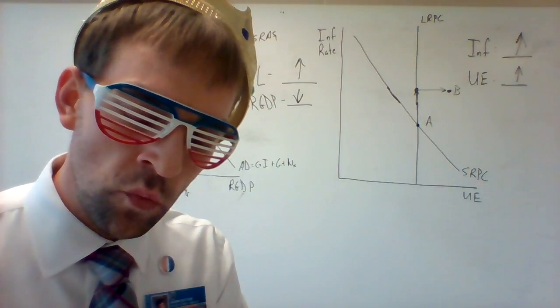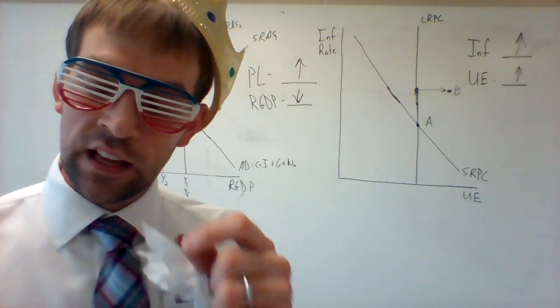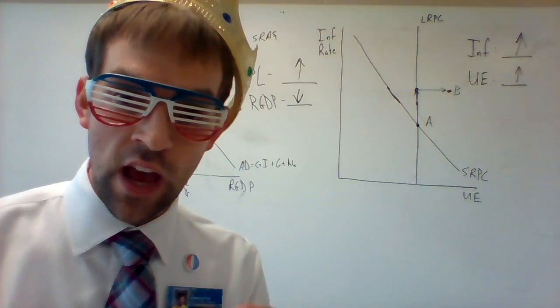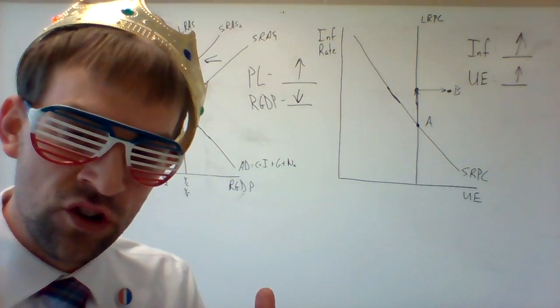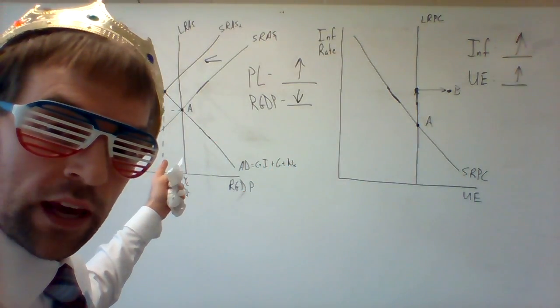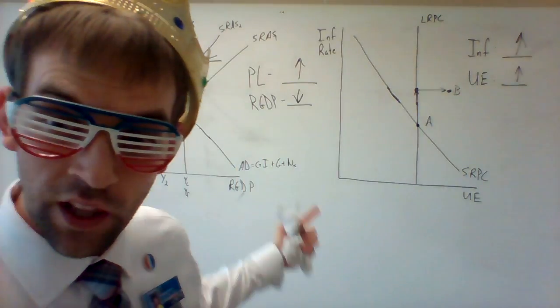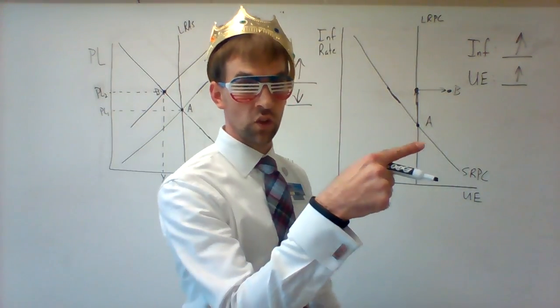This is a situation where the short run Phillips curve is actually going to shift. In the next lesson, we'll talk about inflationary expectations and how they are going to change the short run Phillips curve. But for right now, you know that they correlate with, and it's a mirror image of, the short run aggregate supply curve. So when the short run aggregate supply curve goes to the left, the short run Phillips curve goes to the right.